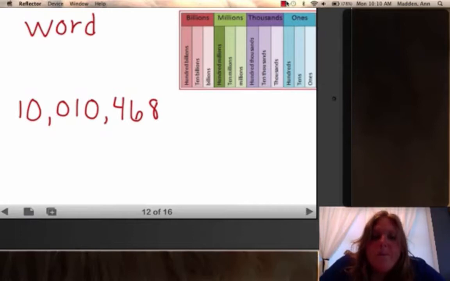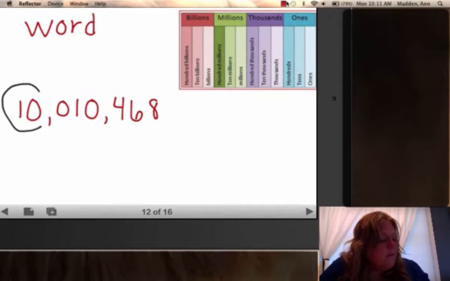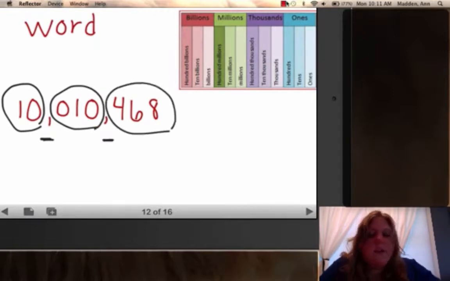Word form. Let's say this one. I'm going to give you a second to try to say it in your head. Word form would be 10 million, 10,000, 468.